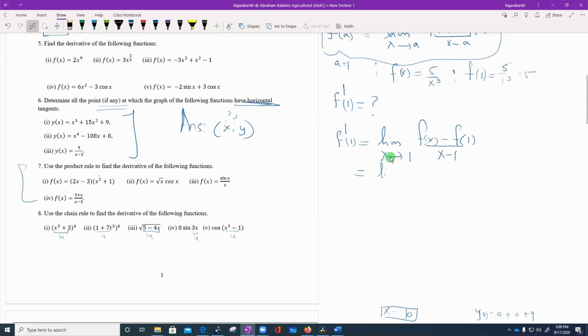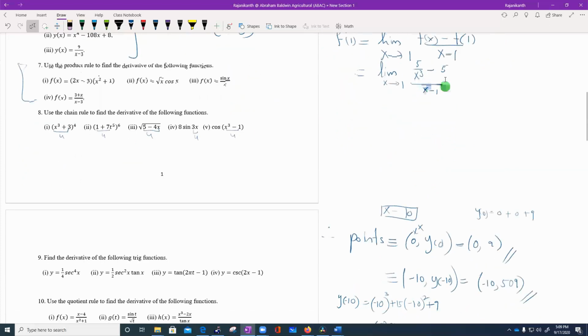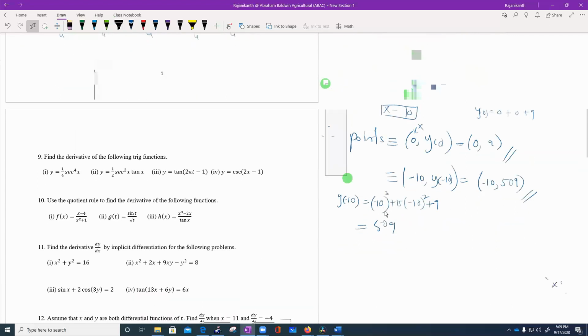So this is going to be the limit as x goes to 1 of f(x), which was 5 over x cubed, subtract f(1), which was 5, all over x minus 1. Now you have more work. You need to find this limit. Limit problems, right? Chapter 1, finding limits.